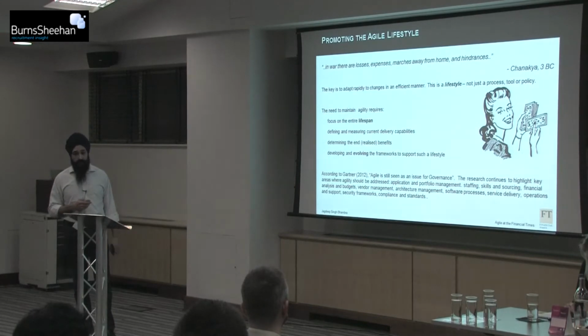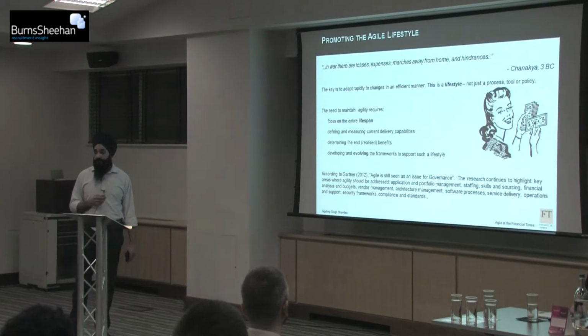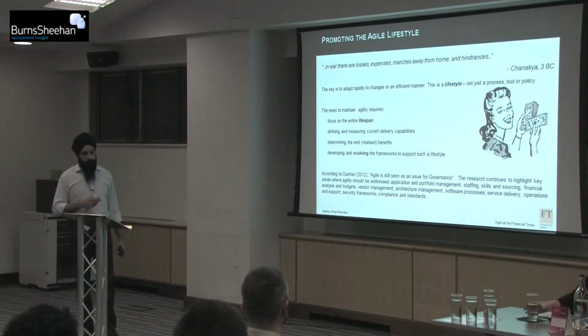There's a paper produced by Gartner, and what they see is an issue for governance. This is echoed within the FT because a lot of the standard frameworks for governance, for example architecture, vendor management, software processes, as you'll find later on, have a lot of dependencies in these areas. Although you might have the ideal Agile scenario in your teams, because of the dependencies on other departments, governance in any shape or form, you're going to struggle.